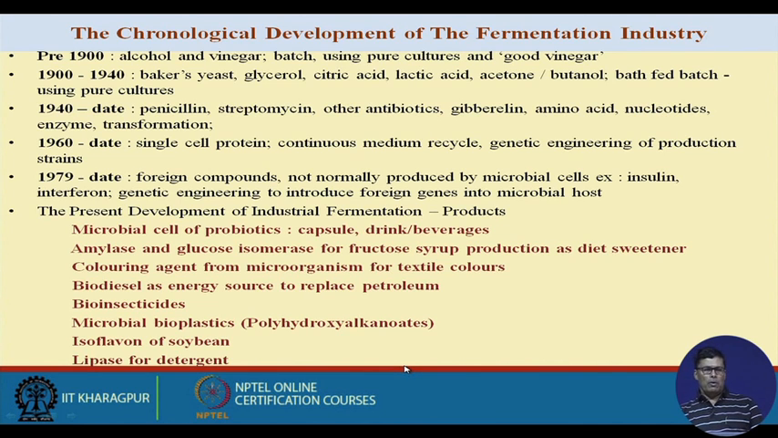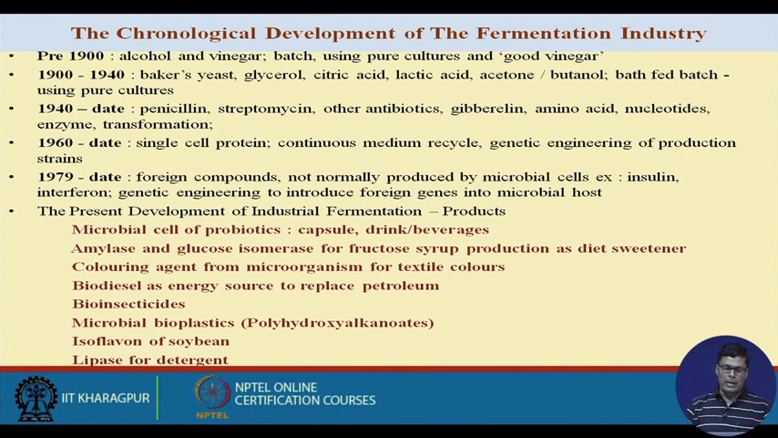Now, there is a very interesting scenario of how bioproduct development has progressed in chronological order. If you look at pre-1900, alcohol and vinegar were usually produced through the batch fermentation process. Then between 1900 and 1940, Baker's yeast, glycerol, citric acid, lactic acid, acetone, butanol were usually produced through the fed batch fermentation process.